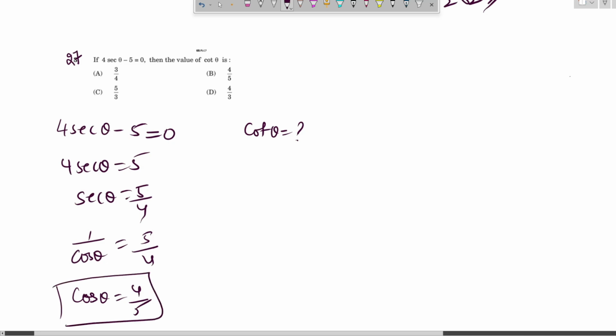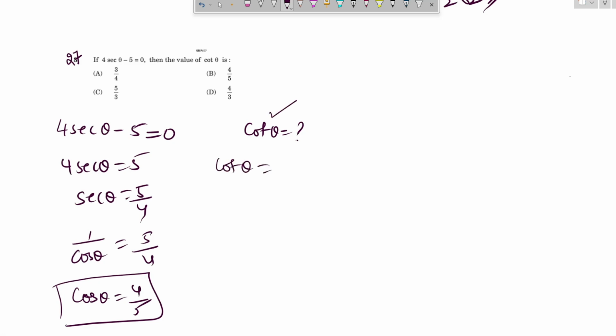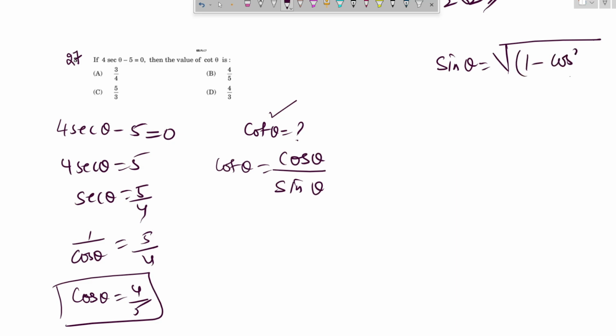Now we know cos theta is 4 by 5. For finding out cot theta, you need to know what is sin theta also, because cot theta is nothing but cos theta by sin theta. Let us find out what will be my sin theta here. Now by using the identity sin theta is equal to under root of 1 minus cos square theta, I will find out what sin theta is equal to. So here my cos theta is 4 by 5, so cos square theta will be equal to 16 by 25.